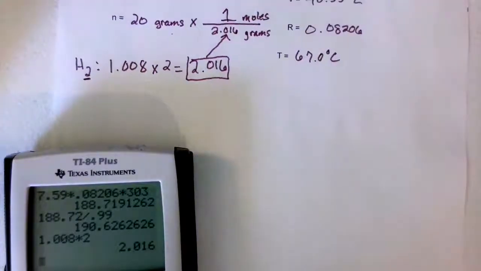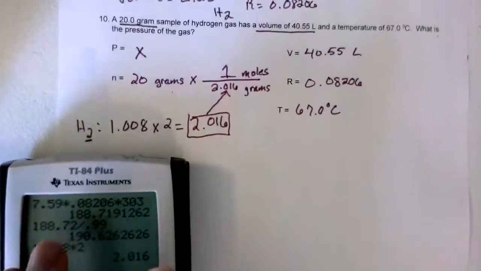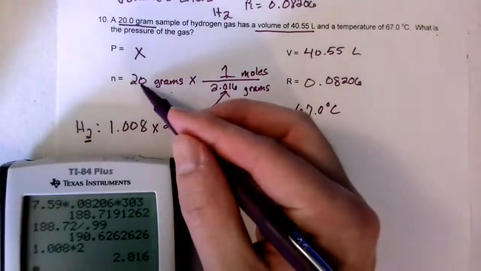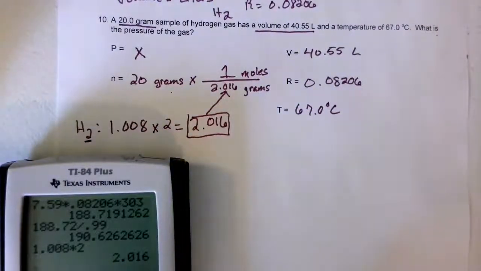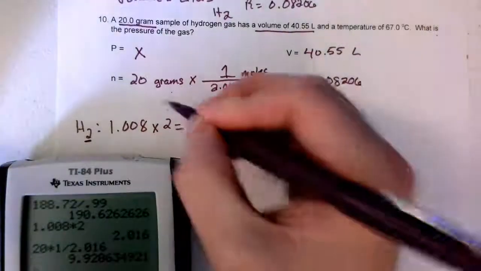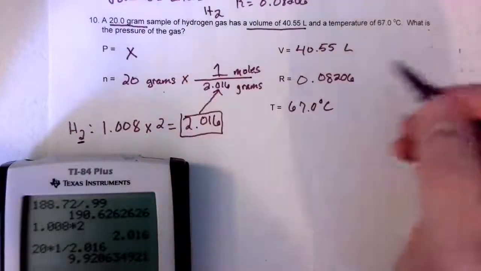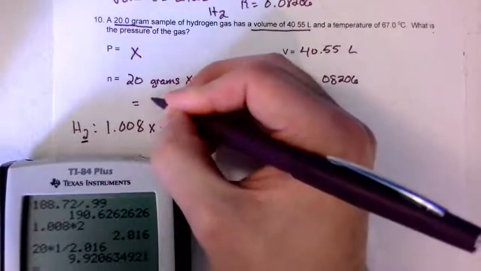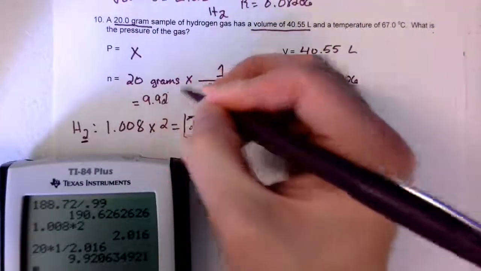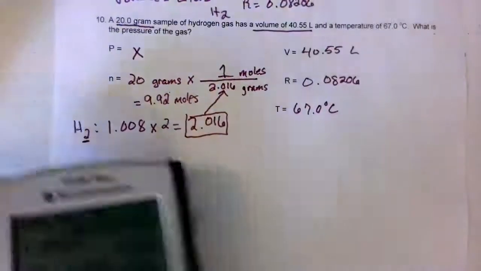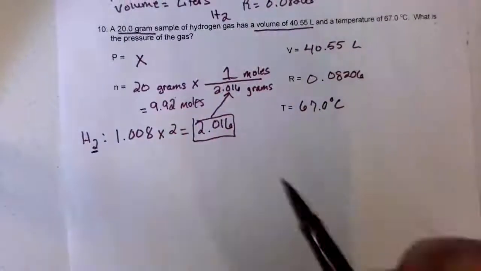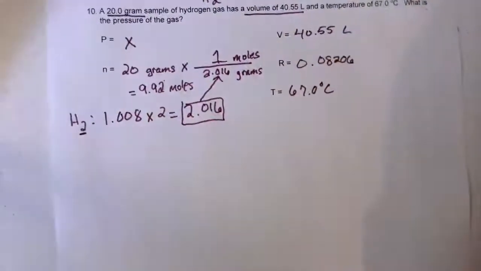Alright, so then you're going to take that number here, and move it up to here, 2.016. Alright, so in your calculator, you're going to do this number 20 times 1 divided by 2.016. So 20 times 1 divided by 2.016. Alright, and that gives me, I'm just going to write it right here, equals 9.92, and that's in moles. Alright, so now we have all the things that we need. We have all of the values for the PV equals nRT equation.